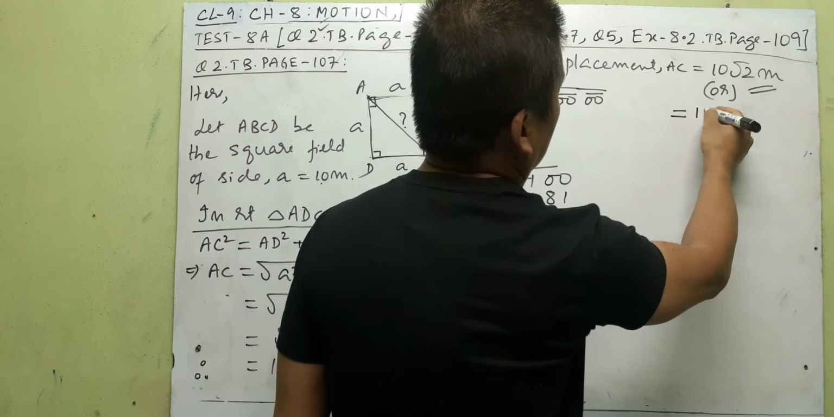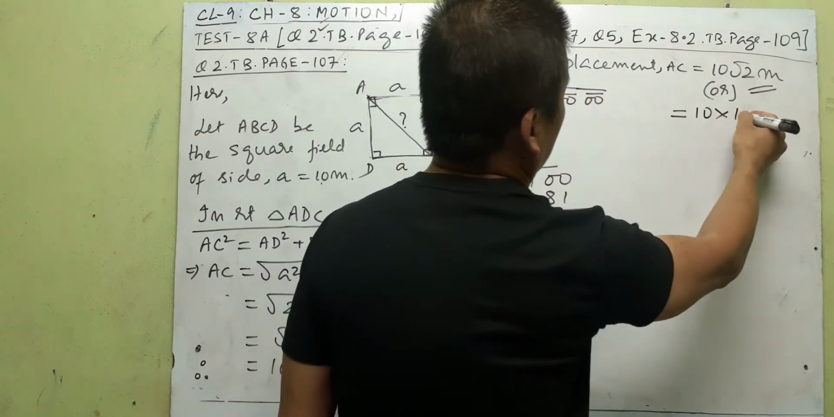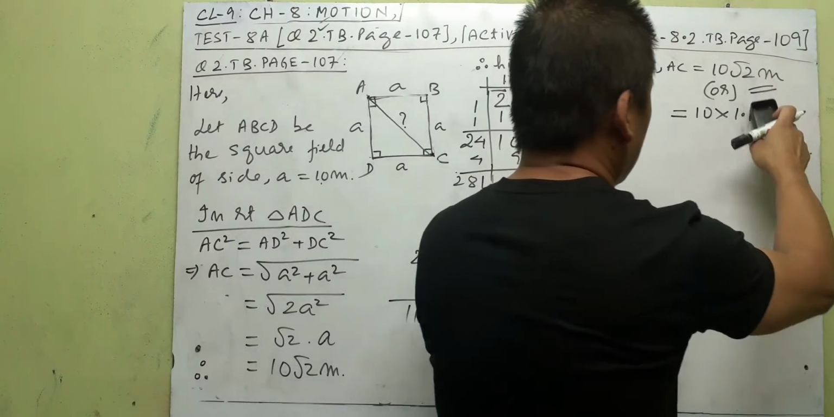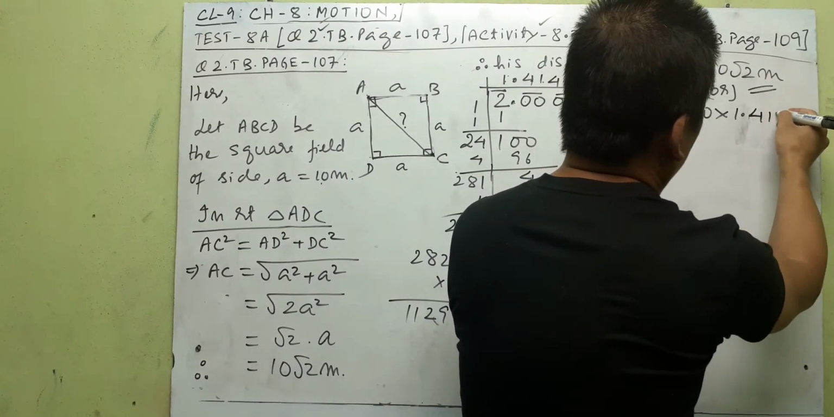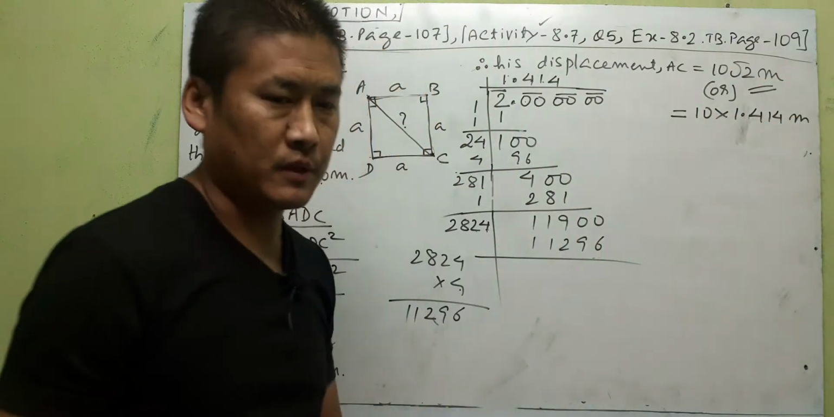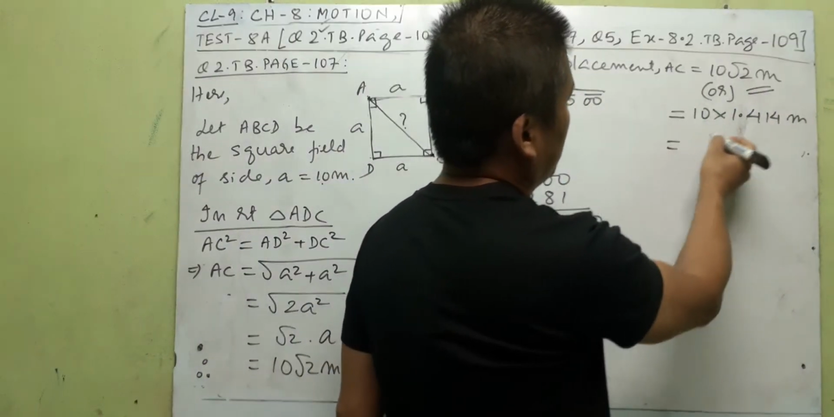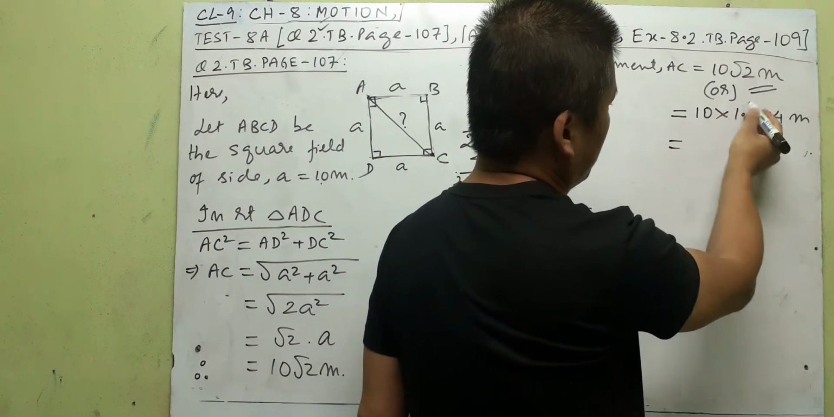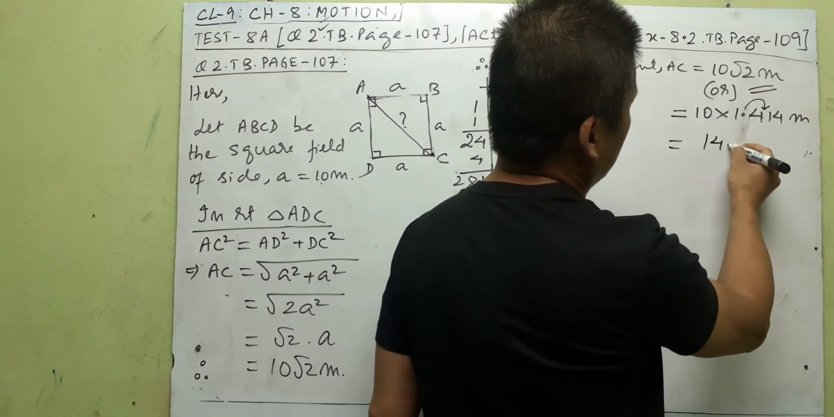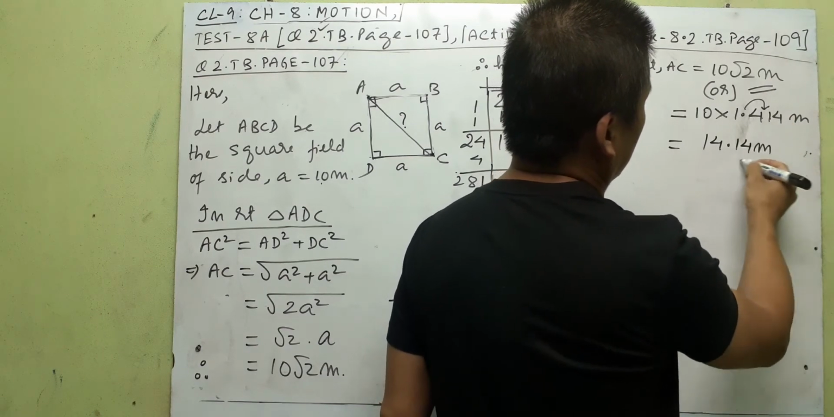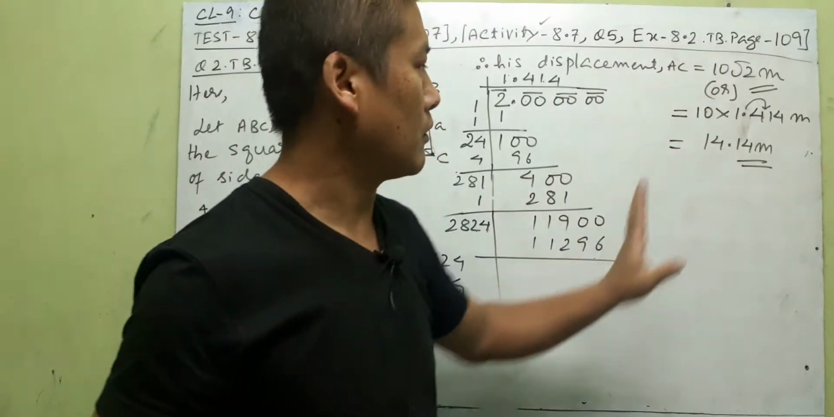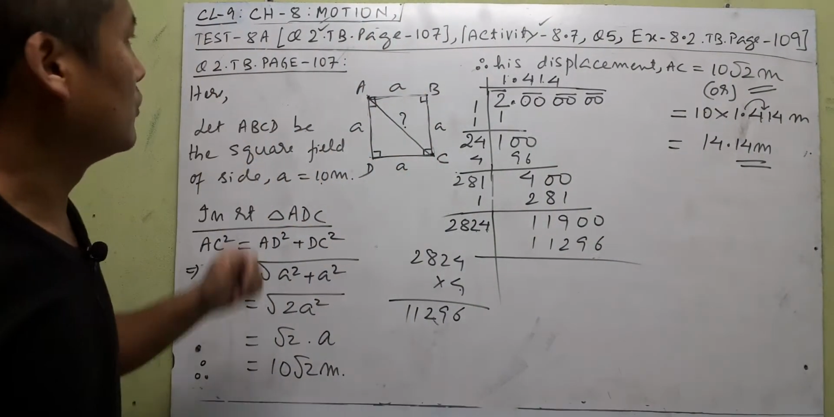This is our answer, or 10 into root 2 value is 1.414. 1.414, and here meter. In place of root 2 we have put the division value, the approximate value. So when we multiply decimals by zeros, it moves right. So only 1 zero, so it will move 1 place right. Putting in the 4 and 1, it will become 14.14 meter, the approximate value of his displacement. Or some textbooks accept even this one. Okay, so this is your question 2.